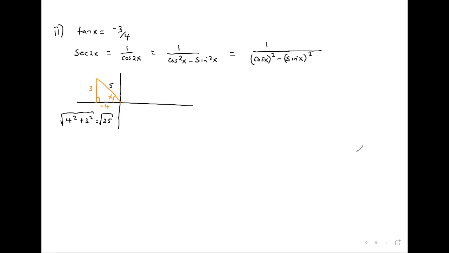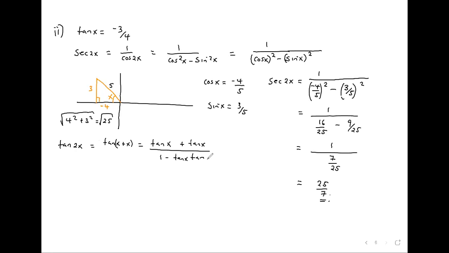For that same triangle, we are able to find the ratios of x. Remember, cos is adjacent over hypotenuse, so it will be negative 4 over 5. Sin x is going to be opposite over hypotenuse, which is 3 over 5. So we go back and say, okay, sec 2x is actually 1 over cos x, you put negative 4 over 5 and have it squared, minus sin x, you put 3 over 5 and have it squared.